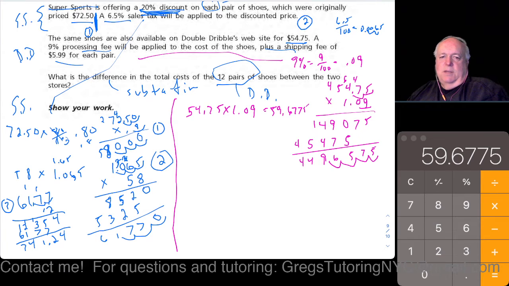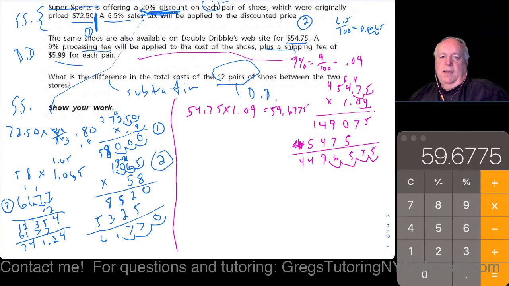Let me see where I made the mistake. 45, 4, 63, 7, 6, 40, 36 plus 6 is 40, 0, 4, 45, 49. Okay, that looks right. And then 5, 7, 4. Okay, this 4 did not belong there.